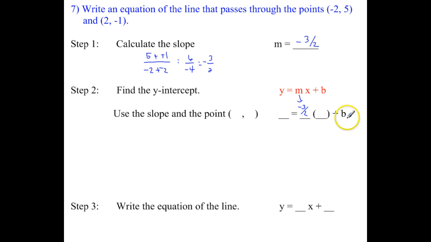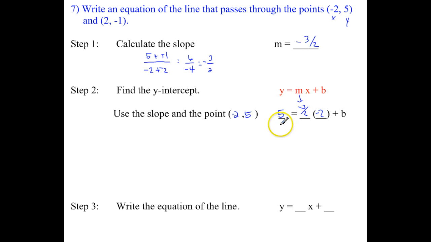Just like the previous problem, I'm going to plug in for my slope, -3 over 2, and I don't know what my y-intercept is, so I have to use the x and the y given to me. For this last problem, I have a choice. I can pick the 2, -1, or -2, 5. Either one would work just fine. I'm going to pick -2, 5. So I'm going to plug in -2 for my x value and 5 for my y value. I'm going to write that over here just so I remember which point I picked. Again, it does not matter. It would work just fine to pick the other point.